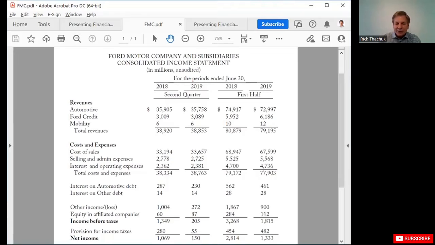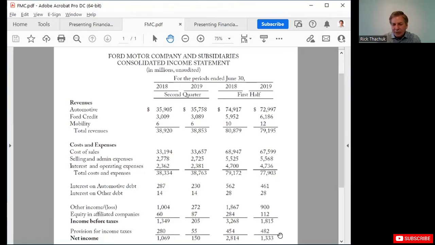And can you present net income? Net income is singular, so you should have said net income at Ford Motor Company and subsidiaries was 1,333 million US dollars in the first half of 2019.